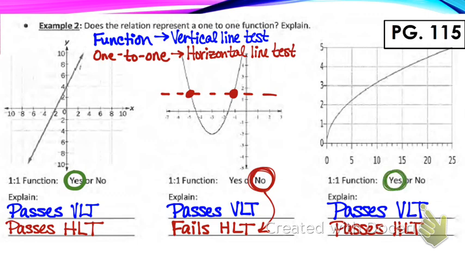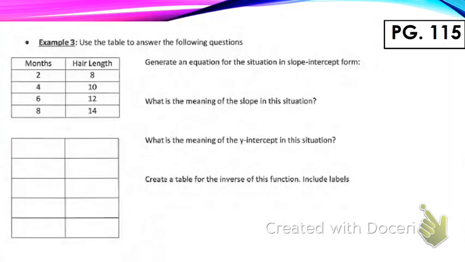All right. Let's look at the table at the bottom. We're going to revisit some Algebra 1 stuff and see what we remember. And then we're going to talk about inverses there too. I want to start off with writing an equation for this table in slope-intercept form. What is slope-intercept form? y equals mx plus b. What does the b stand for?